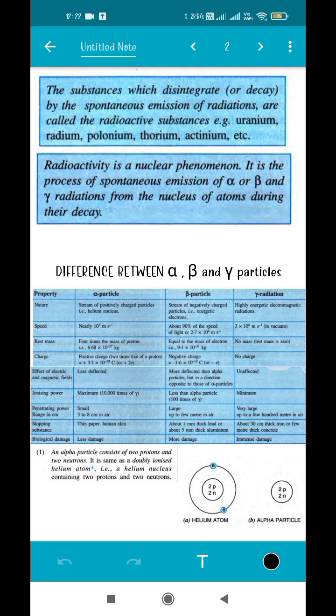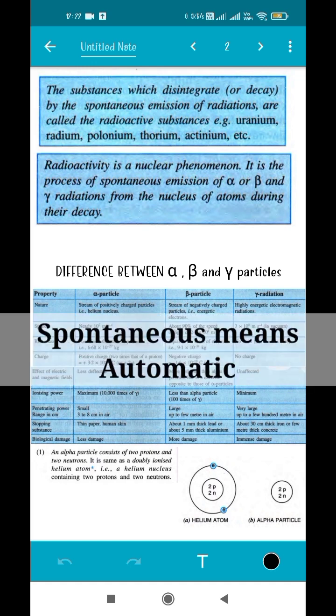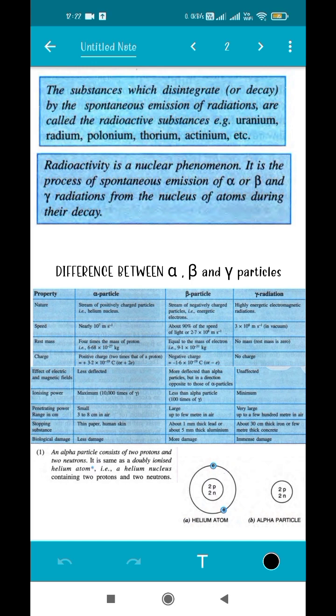I guess you know about certain radioactive substances like uranium, polonium. There are also certain other names such as radium, thorium, etc. And this phenomenon of spontaneous emission of certain particles or rays from the radioactive substance is known as radioactivity. We will study about 3 different particles or rays which are released from certain substances. They are the alpha, beta and gamma particles. So we are going to learn about them in detail.